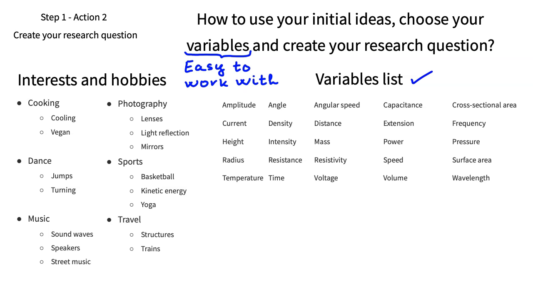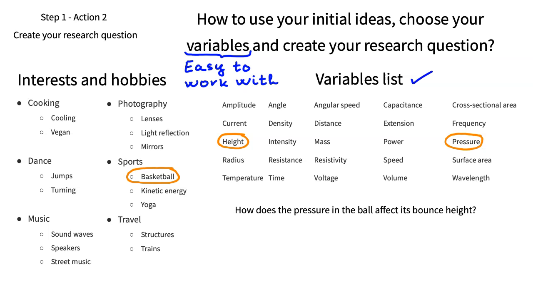Let's see how to create research questions using your interests and hobbies and the variables list. 1. Choose a specific area of interest, for example basketball. 2. Choose two variables that are related to basketball, for instance the pressure in the ball and bounce height. And 3. Put them together into a research question. How does the pressure of a basketball affect its bounce height?